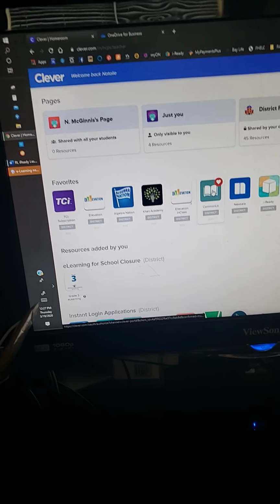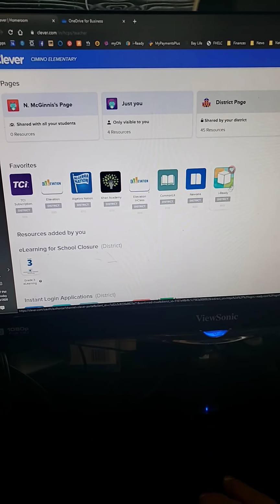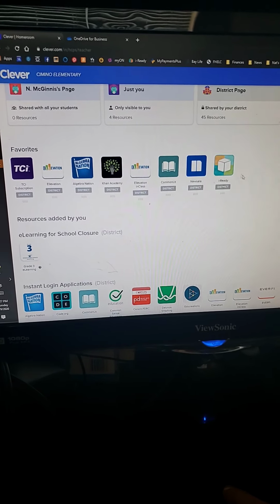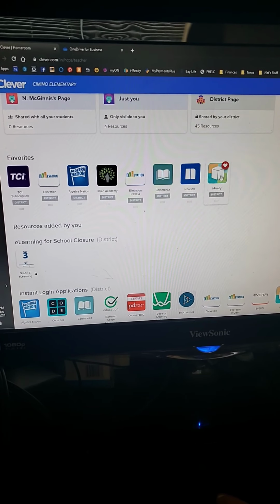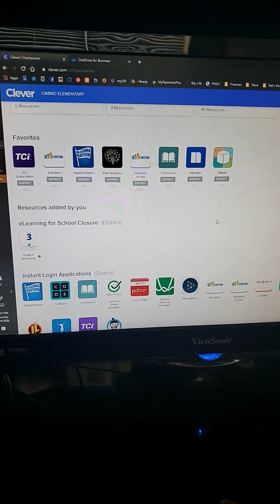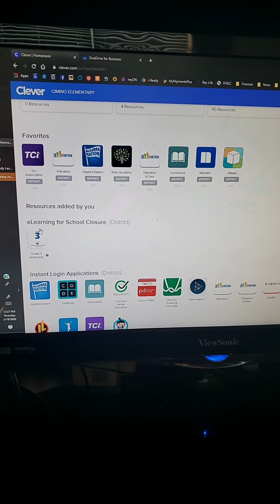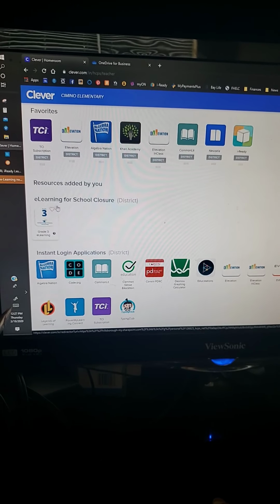So when we look at the page, you have your typical iReady. You still are going to be doing iReady a couple of times a week. We're actually bumping that up instead of 45 minutes for the week. We're going to bump that up to 60 minutes a week for reading, and I will give directions each day. But this is where you're going to find your e-learning directions. So you're going to click on under e-learning for school closure, grade 3.